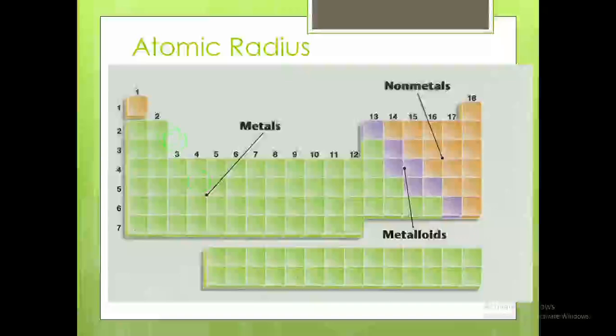Now the atomic radius increases downwards because as we go down, an extra shell is added. Hydrogen has one shell, lithium has two shells. As we go downwards, this one has 3 shells, 4 shells, 5 shells, 6 shells, 7 shells. So when there's an extra shell, obviously the size will increase.